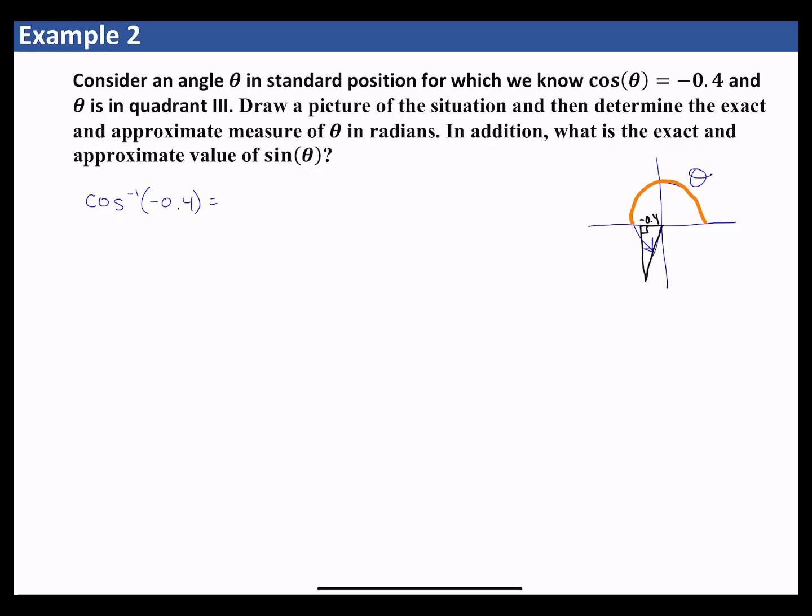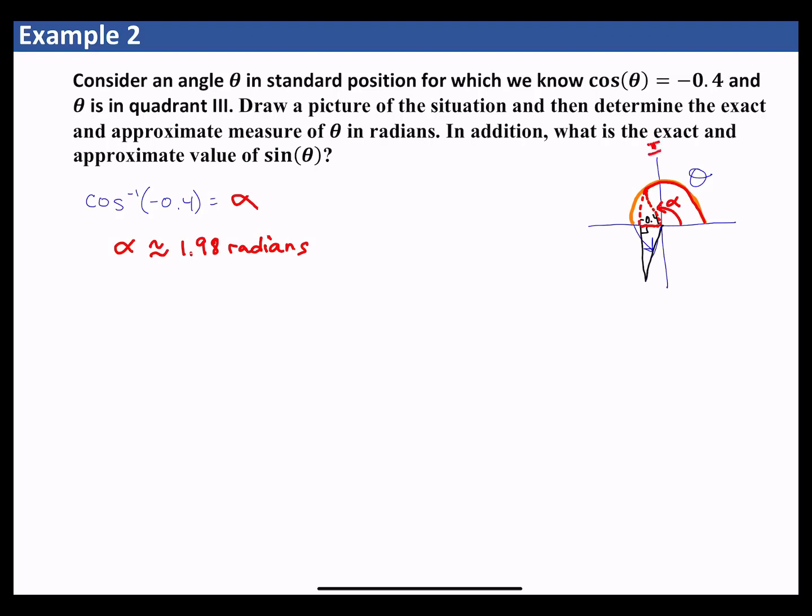The inverse cosine of -0.4 is actually going to give us the angle in the second quadrant that would produce the same x value, which is fine. But we're just going to have to keep in mind that we haven't found theta yet. We're going to find this other angle I'll call alpha. So if you were to use your computational device, you'll see that that angle in the second quadrant is approximately 1.98 radians.